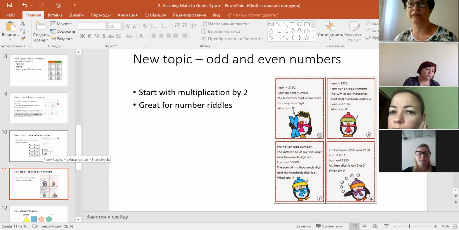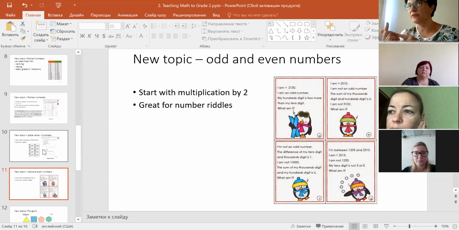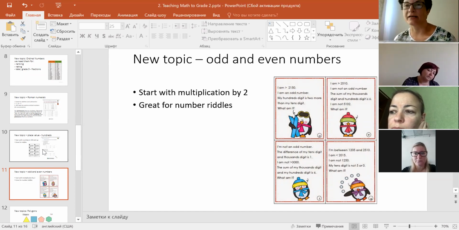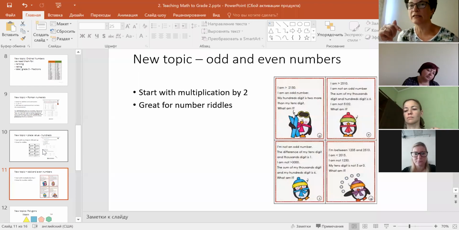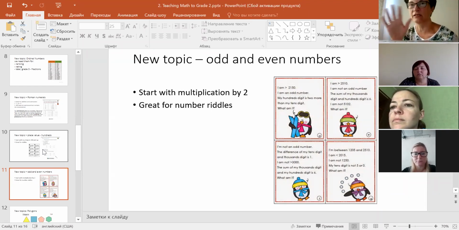Because when we start multiplication by 2, we also start doing odd and even numbers. Now they are just for nothing, they are just like odd, even. I don't know the Ukrainian for them. But you will meet them in riddles, and later they will use them for functions, but not now. Again, odd and even is fun to think of when you do riddles.